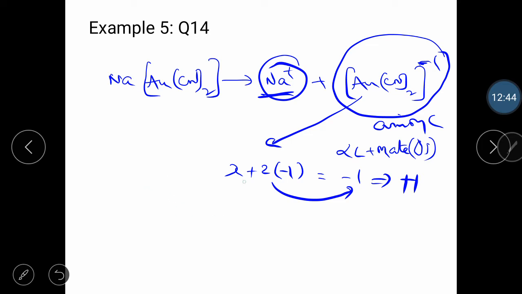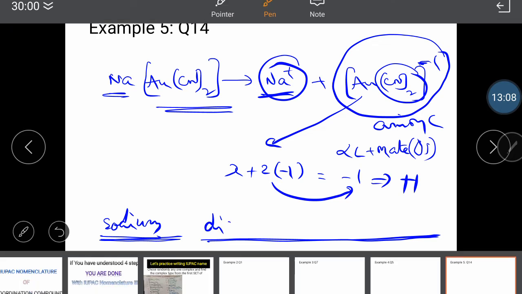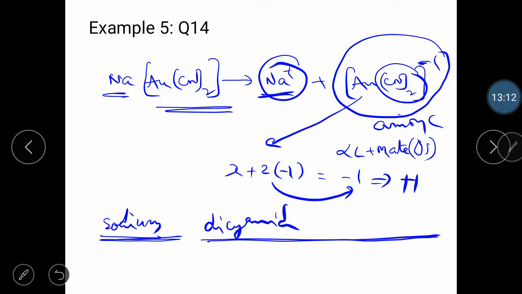So what do I get now? Name it. The name will have the cation name followed by the anion name. The cation I'm writing on a small line because it is a simple cation, and I'm writing a big line because it's a big complex. What is the simple name here? Sodium, no complication. Now what about the next one? There are two ligands, how many? Di. Cyanido, we know that. Cyanido ligand. Now tell me, should I write gold or aurum? For anionic I should write aurate, A-U-R-A-T-E. Roman number will be 1. So the name is sodium dicyanidoaurate 1, the IUPAC name of this complex. Okay? Yes.